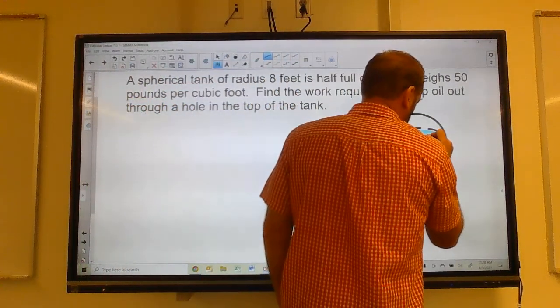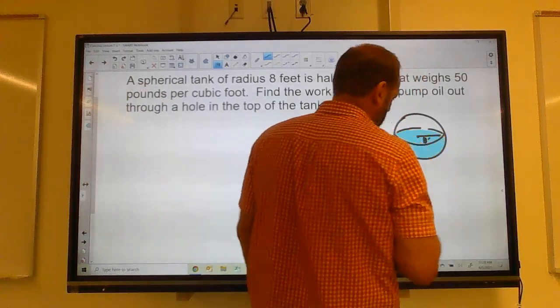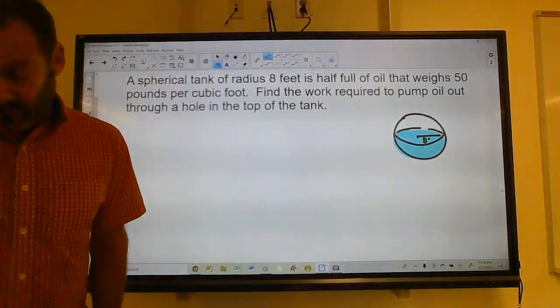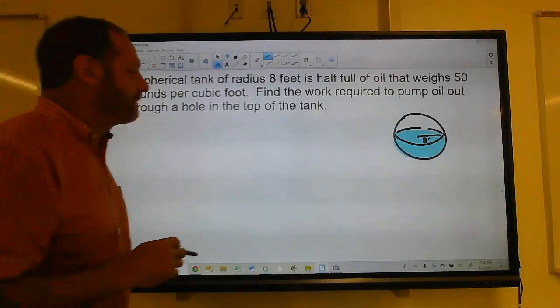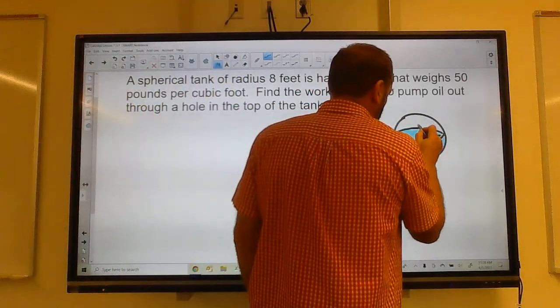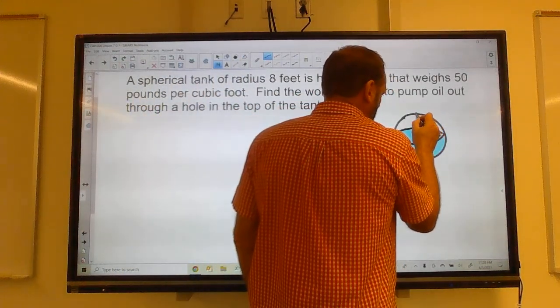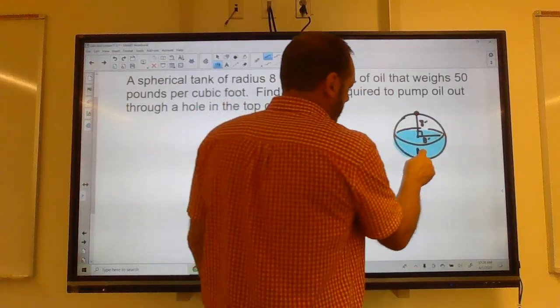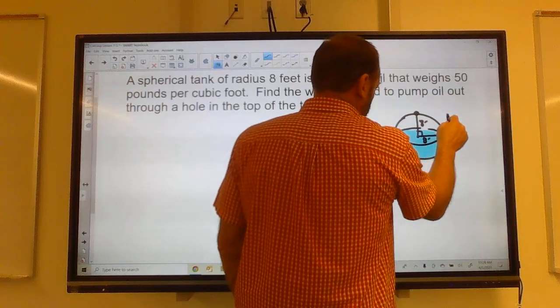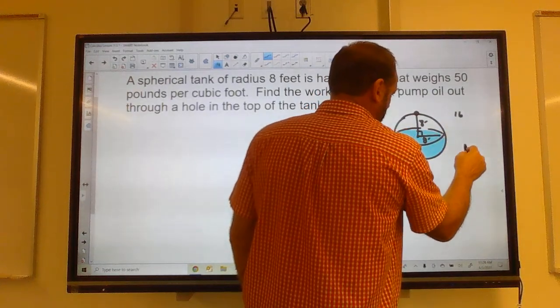So that's 8 feet right there. And the oil weighs 50 pounds per cubic foot. So find the work required to pump the oil through a hole at the top of the tank. So right here, we've got a hole up here at the top. Remember, this is 8 feet also. And then this would be a height of 16 feet right here. This would be a height of 0.